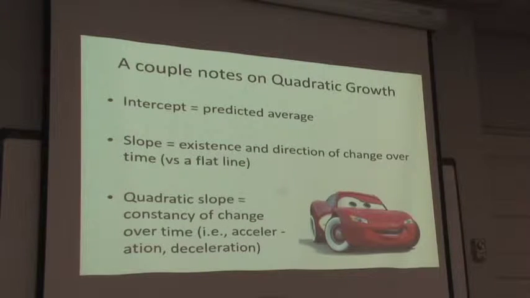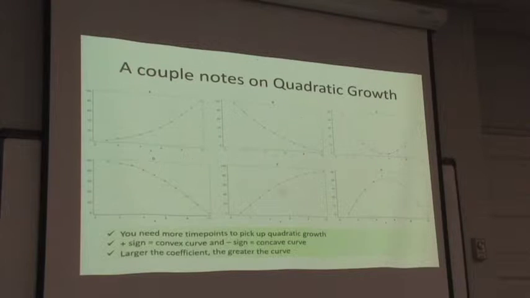Just a couple things to keep in mind about quadratic growth. We think of the slope as the existence and direction of change over time, versus a flat line, versus the intercept explaining everything that happened over time. The quadratic slope is about constancy of change over time. Maybe you could think about it as acceleration or deceleration of change. Here are a couple pictures of quadratic curves.